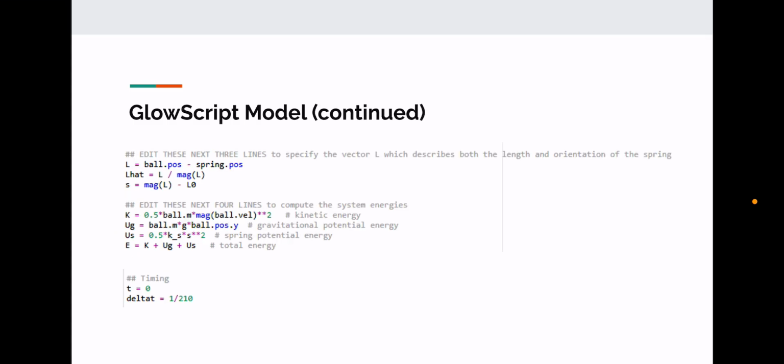GlowScript model continued. We have L equals ball position minus spring position, L hat equals L over magnitude of L, and s equals magnitude of L minus L naught. The second part is just using those 4 lines to compute the system energies using the definitions from before. And for the timing, t starts at 0 and steps 1 over 210 seconds.